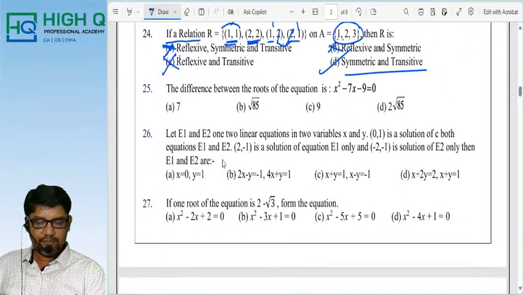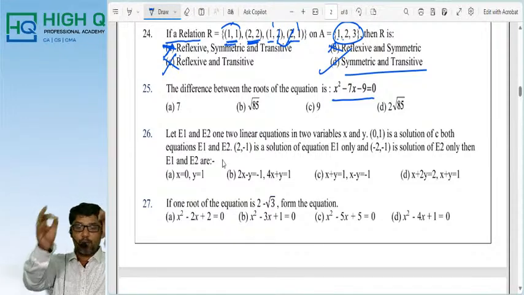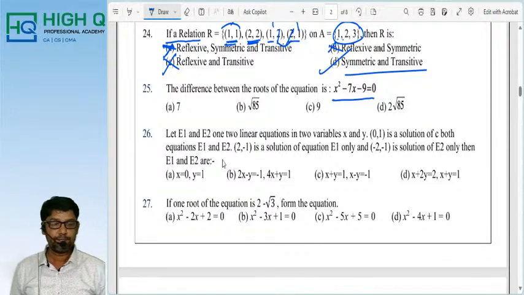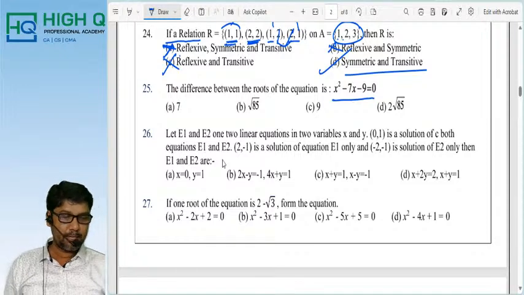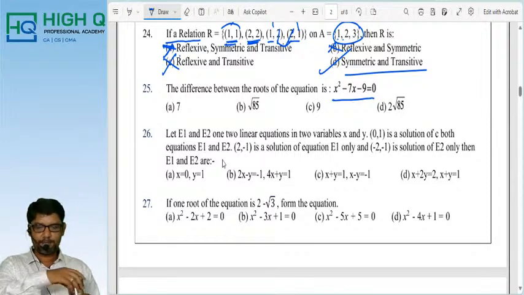Now, the difference between the roots of the equation x square minus 7x minus 9 equal to 0. My dear, I want you to give me the answer for this question. MRP gave some answer, root 85. My dear, I want you to give me the answer for this question. Please fast, make it fast.